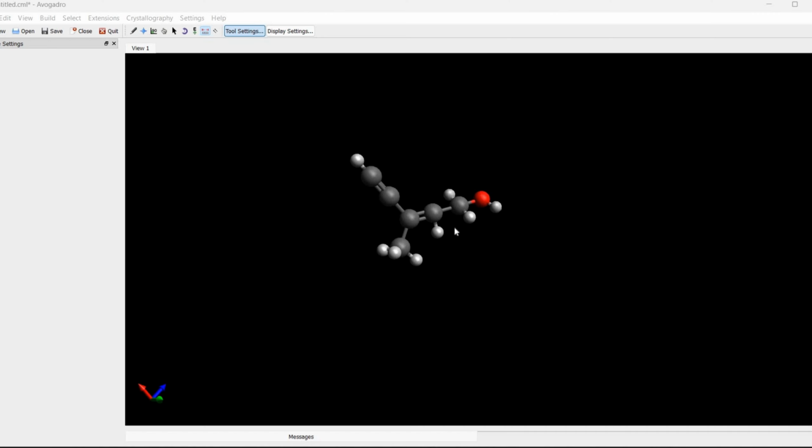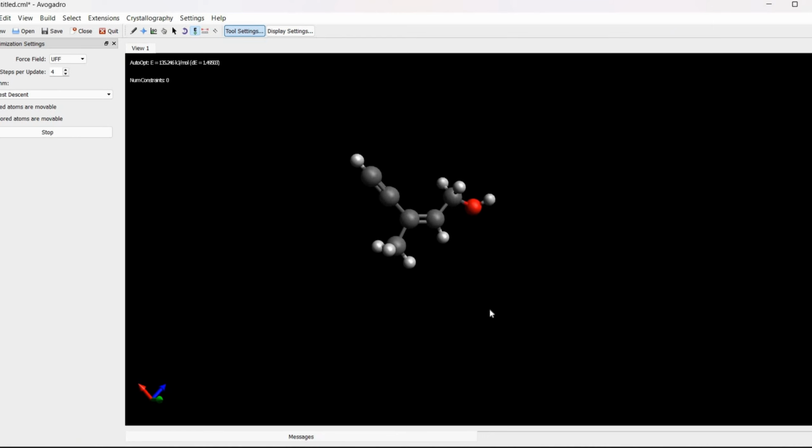So this is the molecule, but this is not in the minimum energy state. So I'm going to minimize the energy. Now it is going to occupy the orientation which is more stable. As you can see, the Z structure is the more stable. Now I'm going to stop it. Let me rotate it.